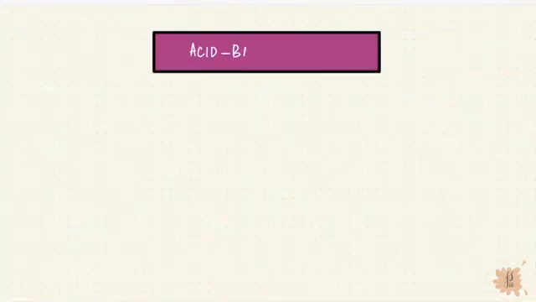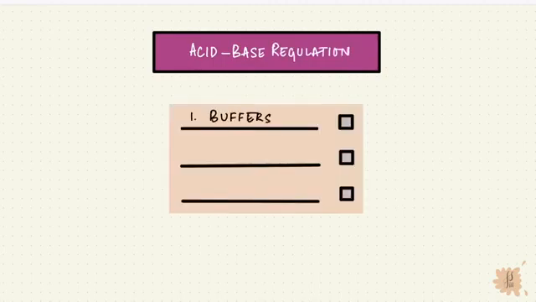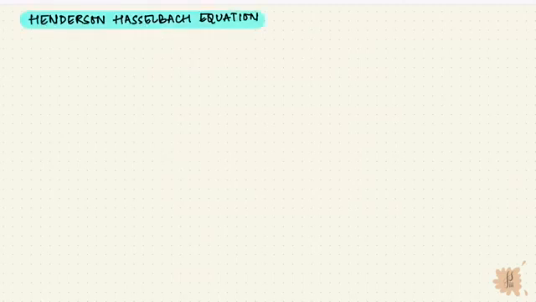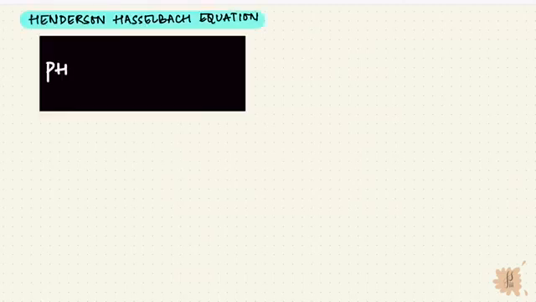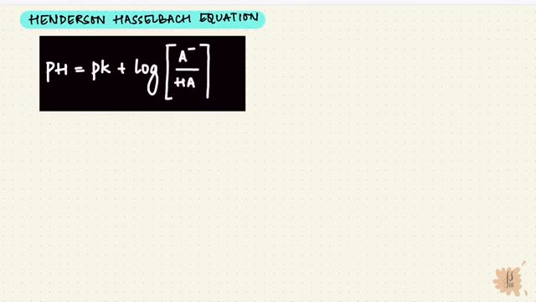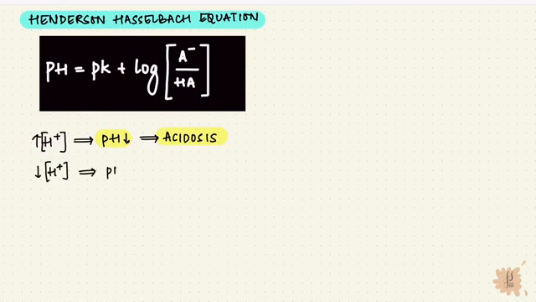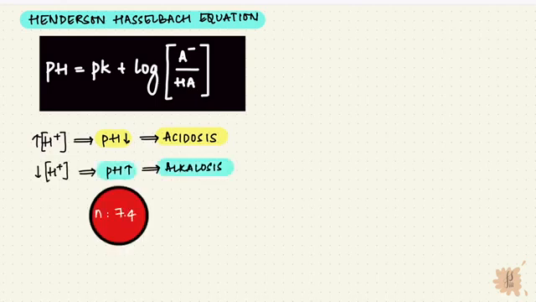Just a quick recap. There are three regulatory systems of acid-base balance: buffers, the lungs, and the kidneys. The Henderson-Hasselbalch equation gives the pH of the solution. That's pH equals pK plus the log of the concentration of base over acid. If there's an increase in the hydrogen ion concentration, the pH reduces, and there's acidosis. If there's a lower hydrogen ion concentration, the pH rises, and that's alkalosis. The normal pH of blood is around 7.4.